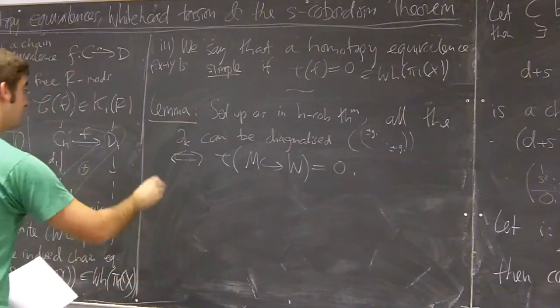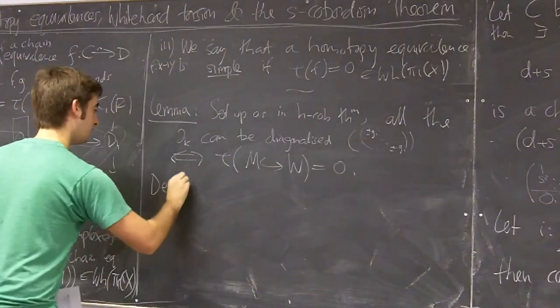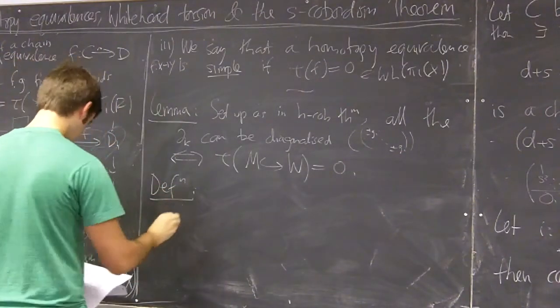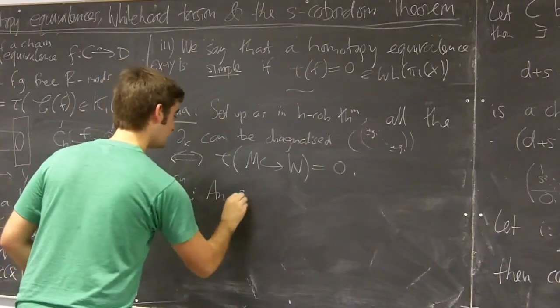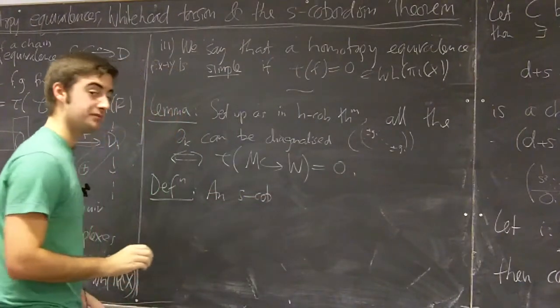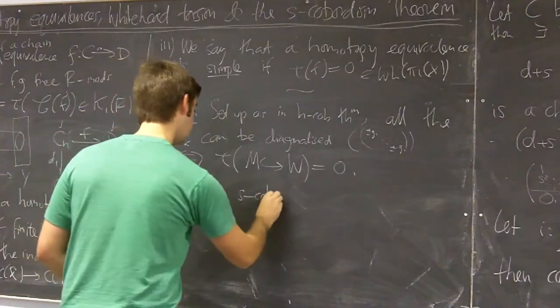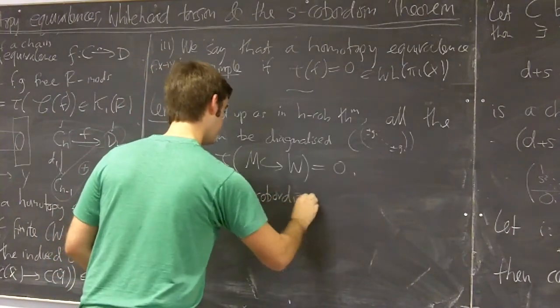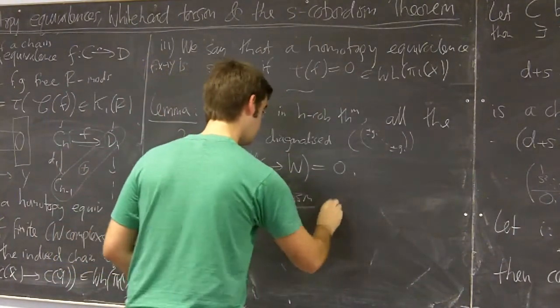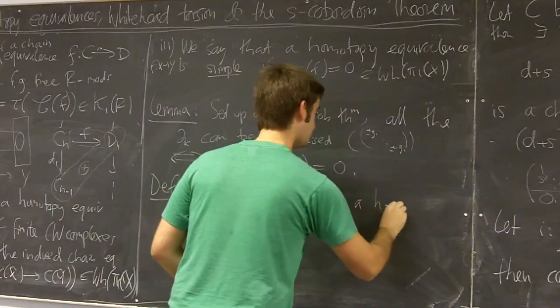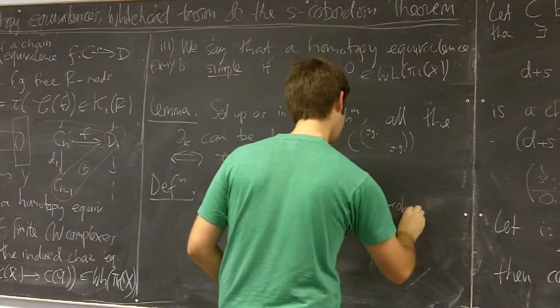And then I should define what an s-cobordism is. Well, an s-cobordism, S for simple homotopy equivalence, is an h-cobordism with trivial torsion.